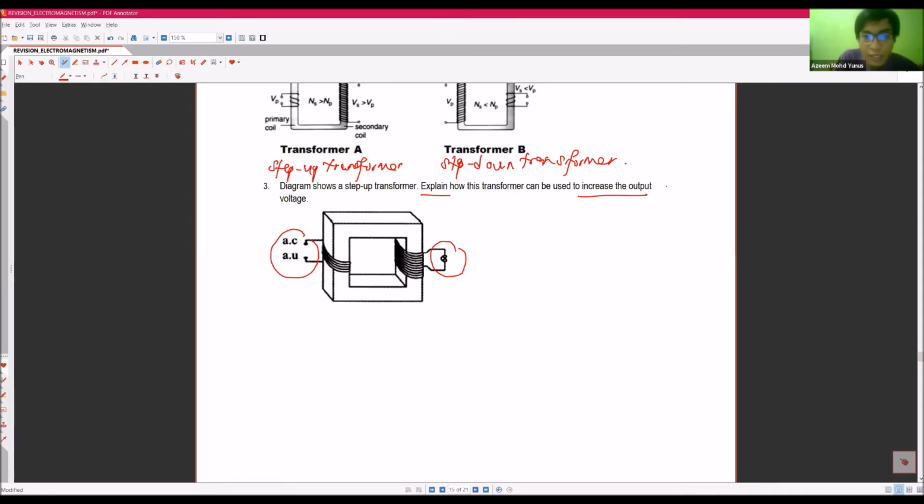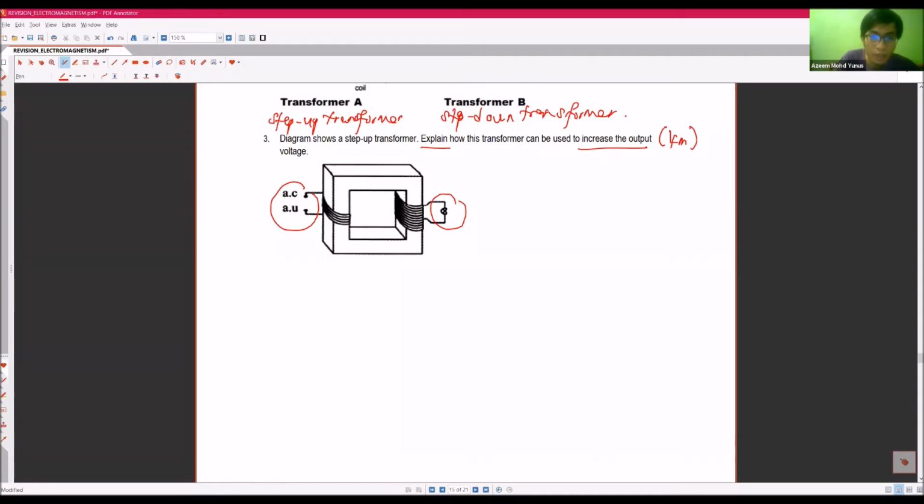So we can treat this question as a 4 marks question. So we have 5 points to write. Start: alternating current flow in the primary coil. So this is very basic. You must start with primary coil. What current? Alternating current flow in the primary coil.